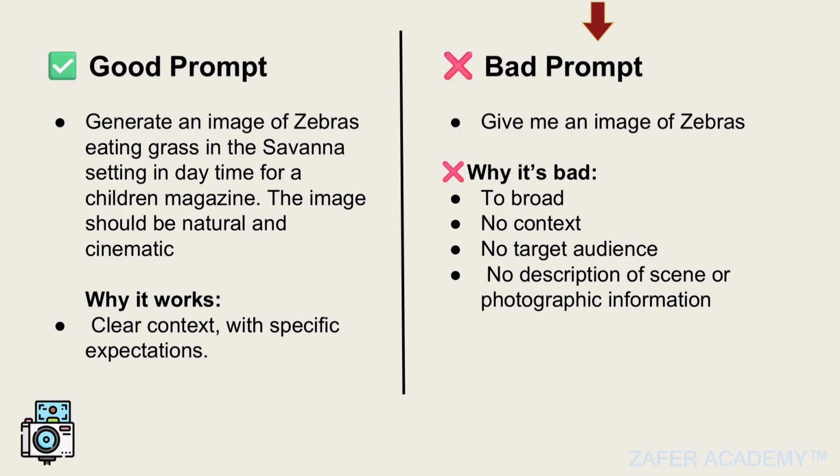The next thing we're going to look at is this other prompt example. We have "generate an image of the zebras eating grass in the savannah setting, in daytime, for a children's magazine. The image should be natural and cinematic." The photo generated by this prompt, in my opinion, would definitely sell to an organization like National Geographic, because you have clearly stated what you want from the image, right?